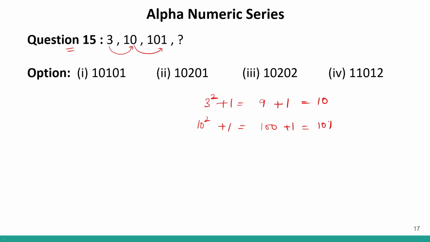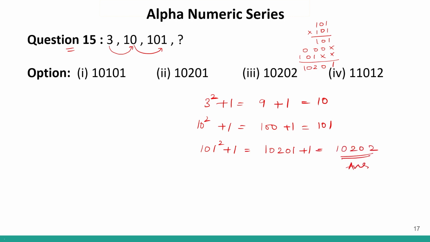So now I can see a pattern. Let us look at 101 square plus 1. So what will be the square of 101? If I multiply, 1 into 1 will be 1, then I'll get 000, and then I'll get 101. Correct? So this will be 10201. So it will be 10201 plus 1. That means 10202. So 10202 will be my answer, which is given in option number 3.